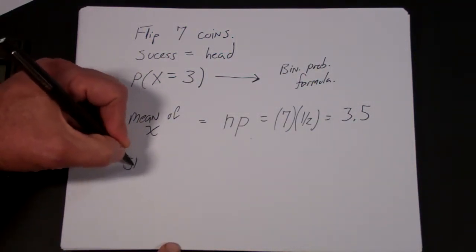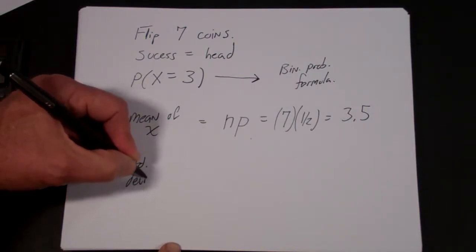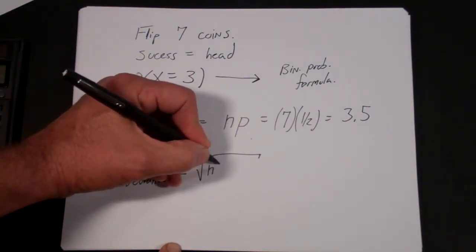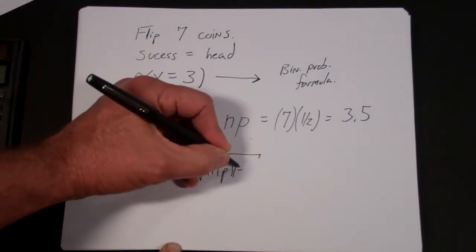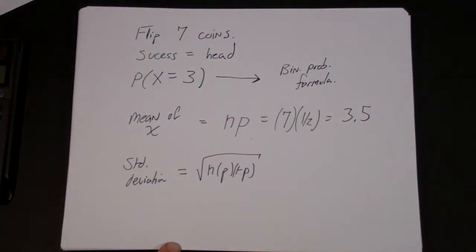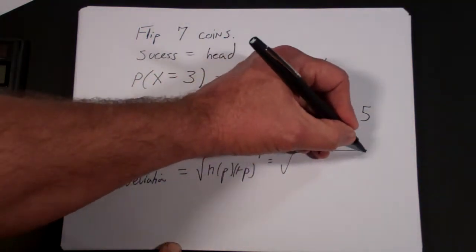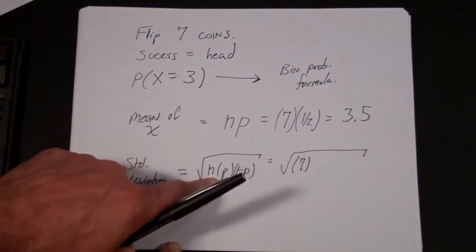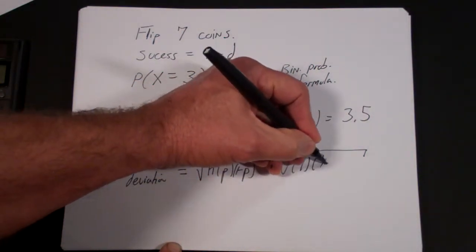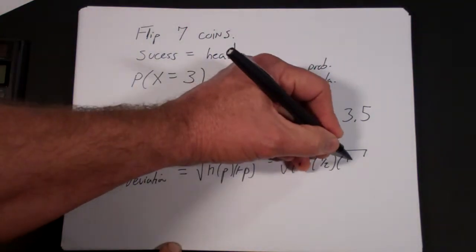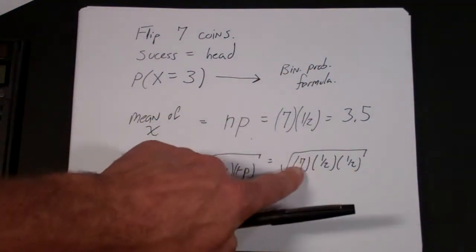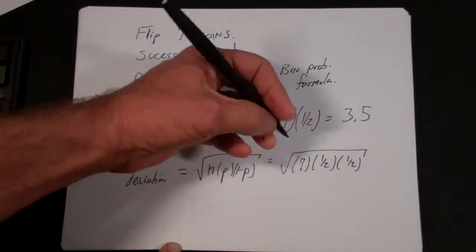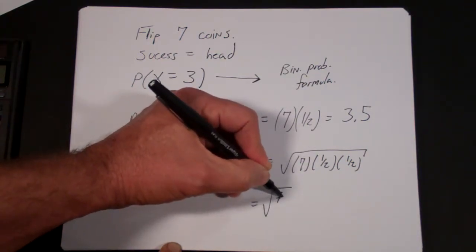And your standard deviation is not that much more complicated. It's n times p times 1 minus p, and it's the square root of that number. So this would be the square root of n is 7, and p would be 1/2, and 1 minus p is also 1/2. So that's 7 times 1/2 times 1/2. 1/2 times 1/2 is 1/4, so that would be the square root of 7/4.